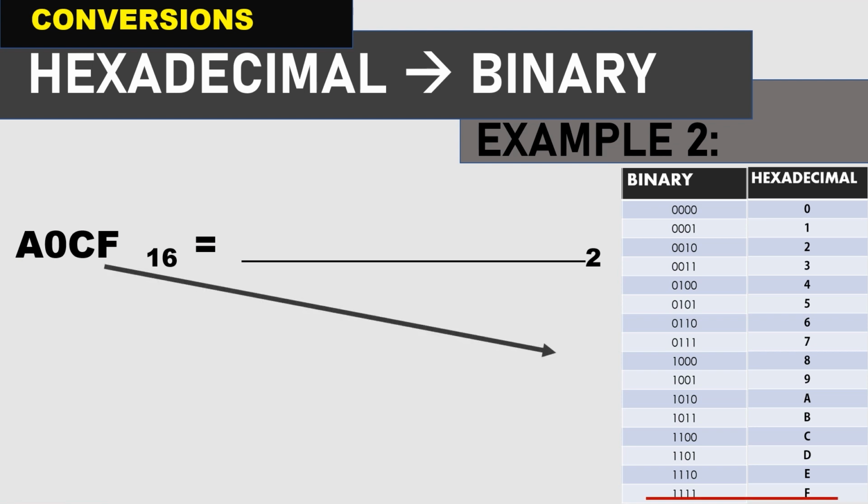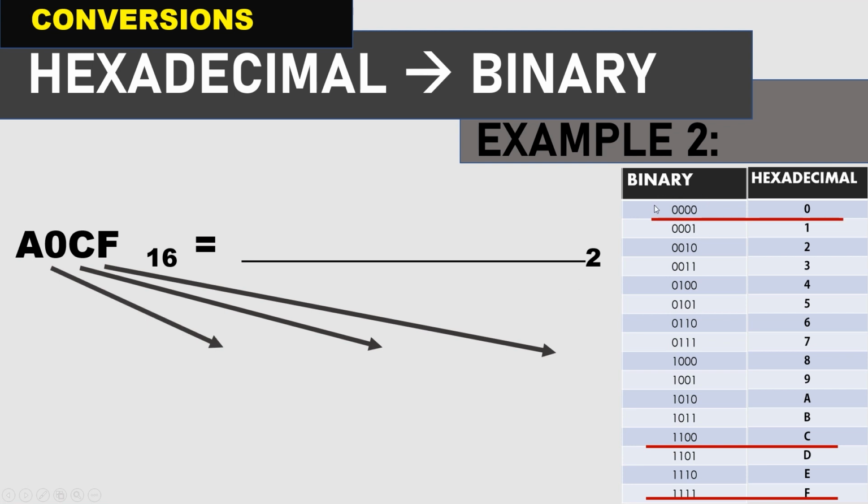For F, again we have 1, 1, 1, 1. Then for C, we have this one, which is 1, 1, 0, 0. Then for 0, we have a 4-digit 0. Then last, we have A, which is 1, 0, 1, 0.